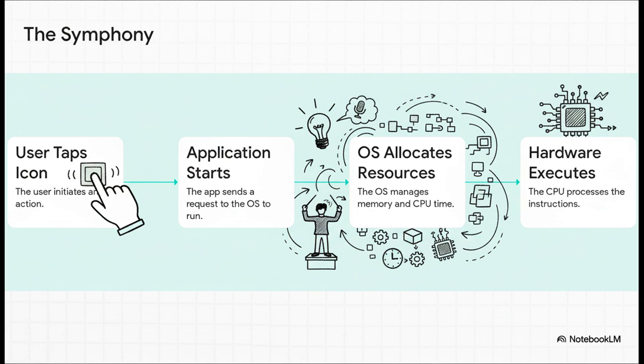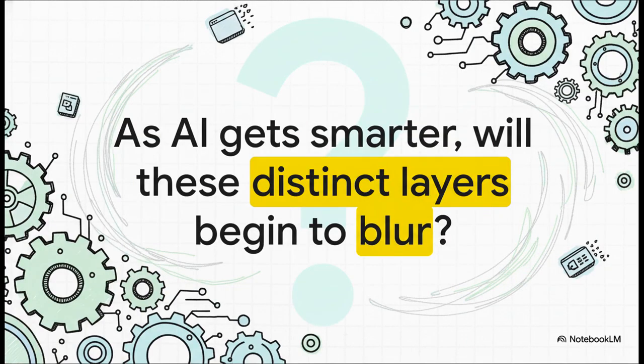So let's go all the way back to the beginning. You tap an icon. That's the signal. The application software wakes up and asks the operating system if it can run. The OS, our conductor, immediately jumps into action, allocating memory and processor time. It then takes the application's requests and translates them into low-level instructions that the physical hardware can actually execute. And all of this happens in a fraction of a second. It's amazing. And just like that, that's how it all works. A beautiful, invisible collaboration between all these layers of software.